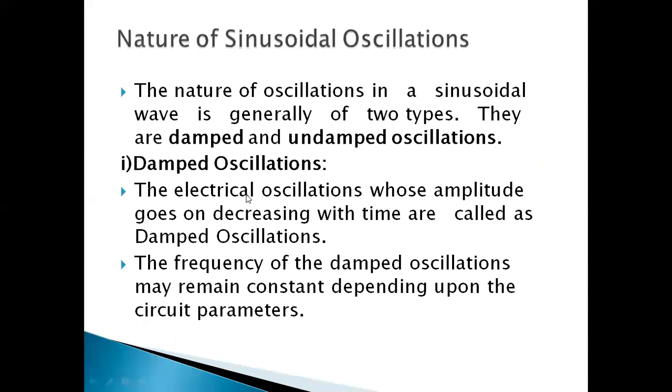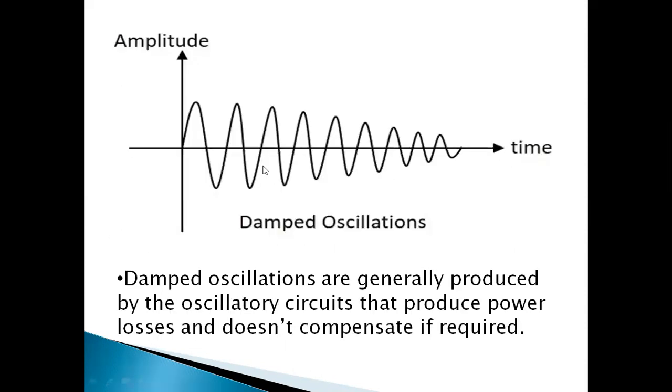So damped oscillations are the oscillations whose amplitude goes on decreasing. Damped oscillations are generally produced by oscillator circuits that have power losses. In these damped oscillations, we get some power loss, and it is not compensated if we require it to be.